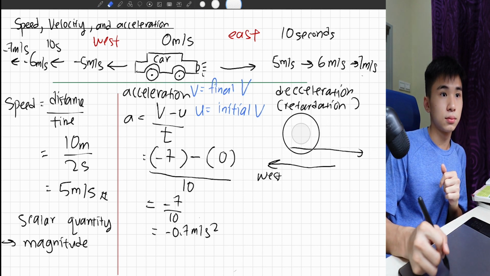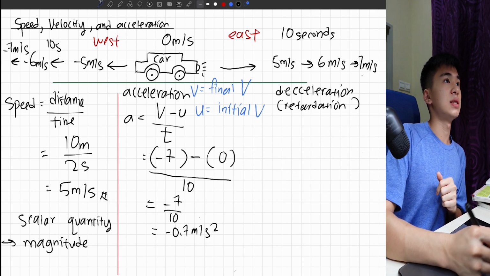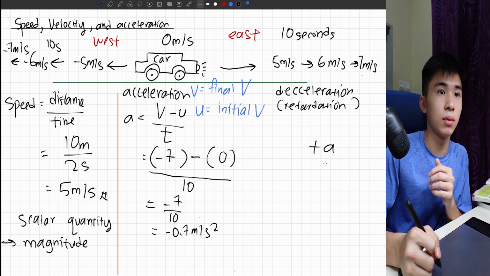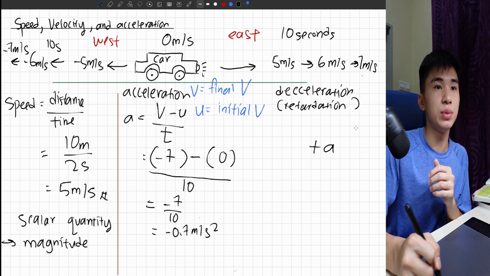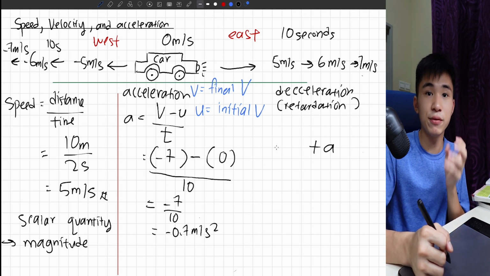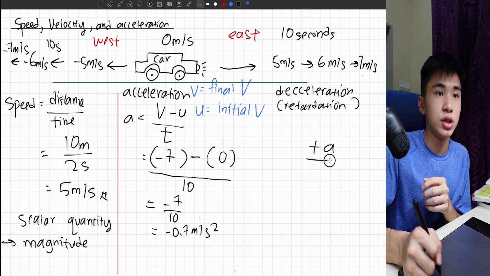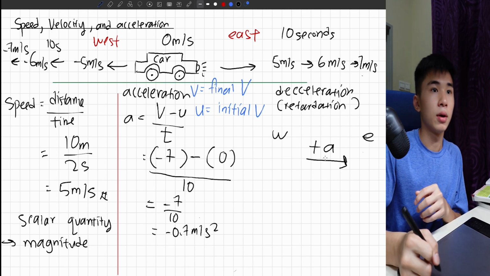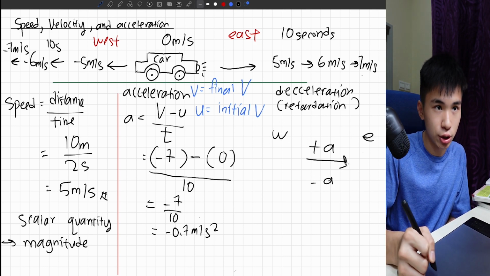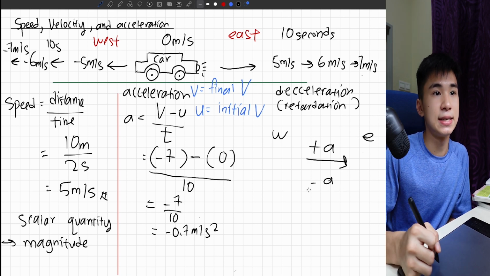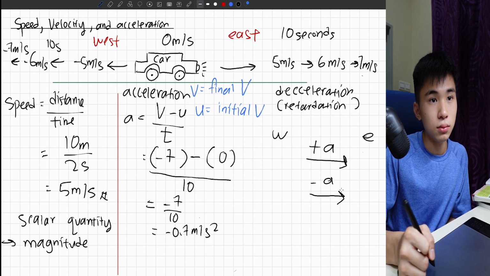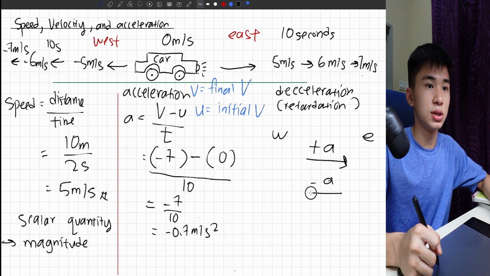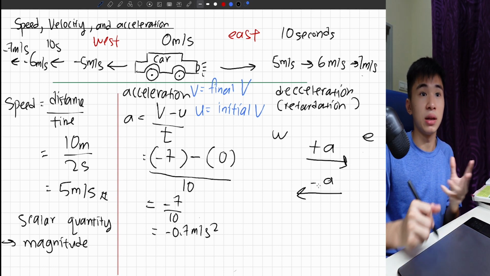Let's not talk about this car right now. If your acceleration has a plus sign, and let's say our east is going to be our plus, our west is going to be our minus, because different direction, different sign, which means you are accelerating to the east. This is our west. But if you have a negative acceleration, it is still accelerating but to the west side, which means you are still accelerating but in a different direction.